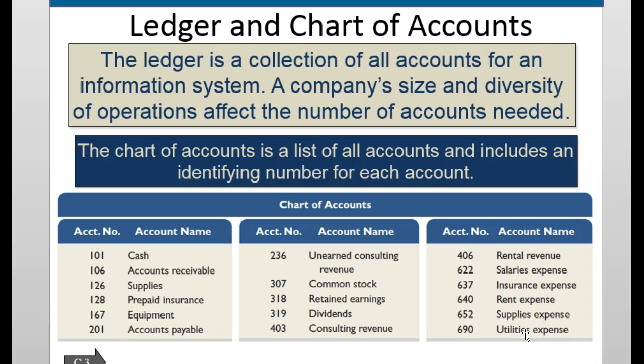So that kind of wraps up some of the things we've been talking about and a lot of the elements of accounting we've been working with. So we'll wrap this one up, and then we'll move on to journalizing and posting transactions.